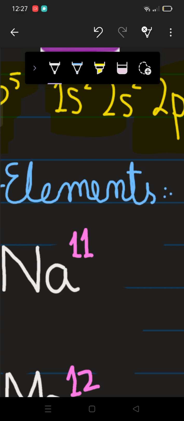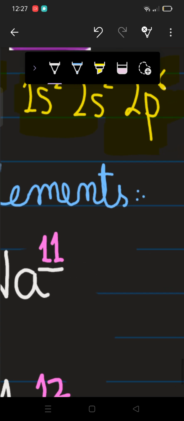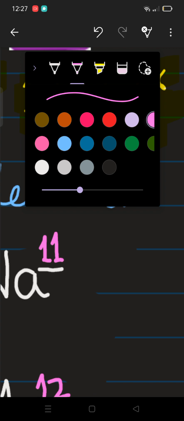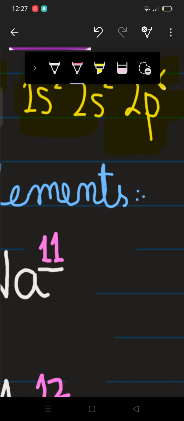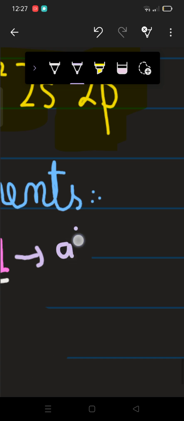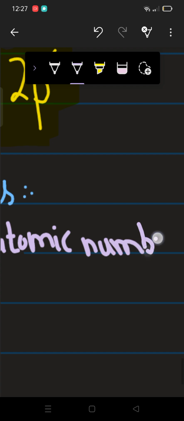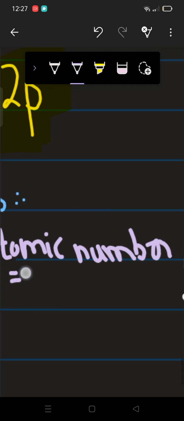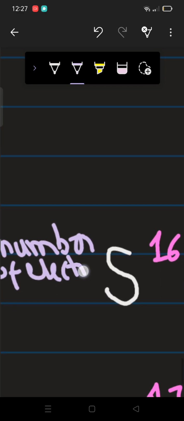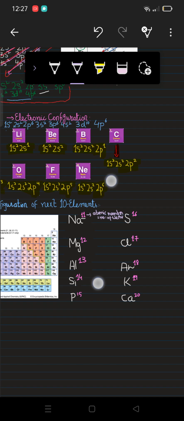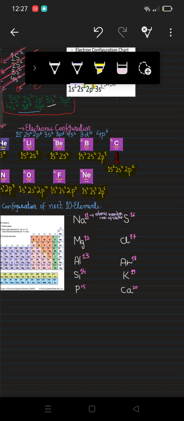Alright, the number written on the top of it is nothing but the atomic number. And we have initially discussed that the atomic number is equal to the number of electrons. Alright, if sodium has atomic number 11, which means sodium has 11 electrons.